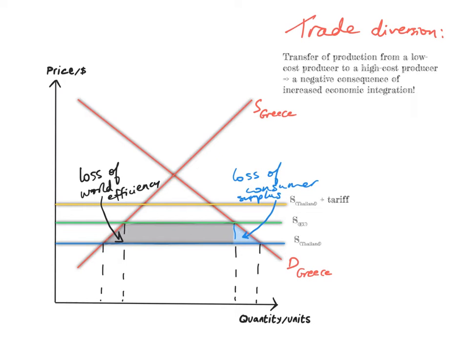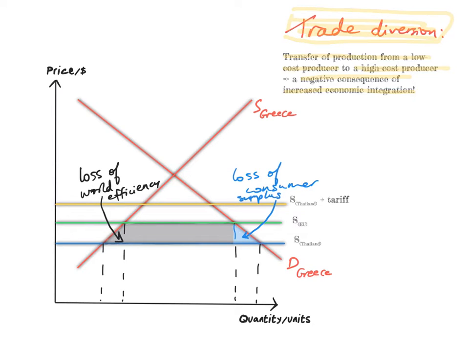However, entering into a trading bloc also has trade diversion consequences, so it's not always good. Sometimes there are trade diversion consequences. This is the opposite of trade creation. It's when production is transferred. So trade diversion involves the transfer of production from a low-cost or more efficient producer to a high-cost or less efficient producer. This is a negative consequence of increased economic integration.